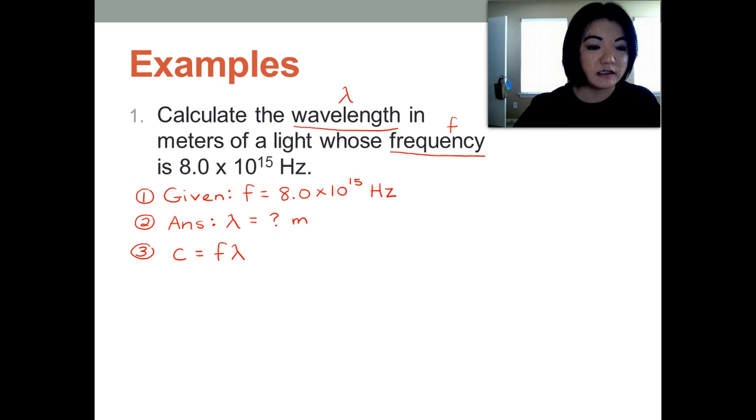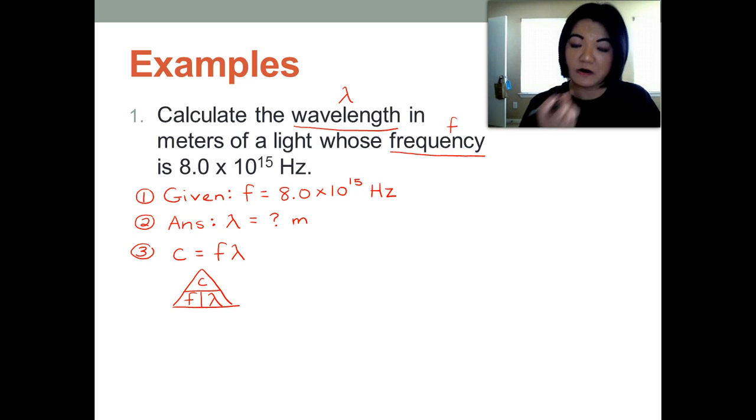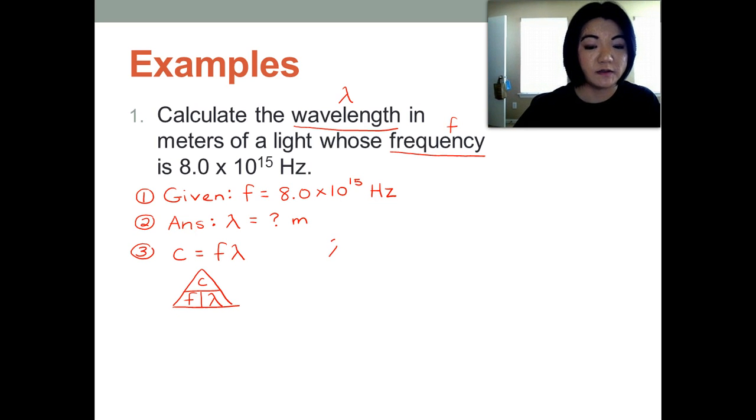Usually what I like to do is draw my triangle so that if I have to do algebra, I actually don't have to. I can just use the triangle. I am looking for lambda, so I'm going to cover up lambda. If you cover up lambda, you will see that you are going to use a rearranged formula, lambda equals c over f. So the fourth step really is just plugging it in.